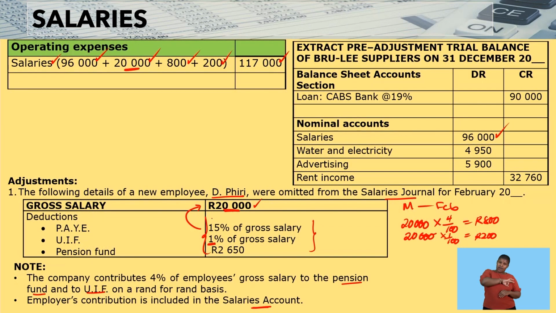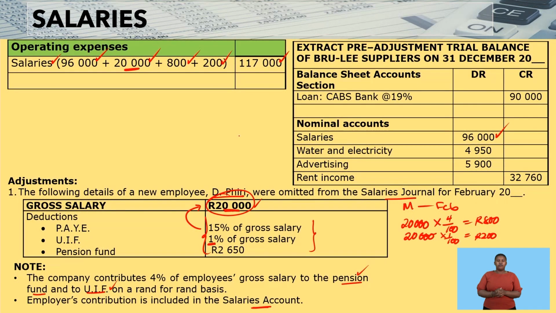So let me say this again. When you prepare your statement of comprehensive income, what we will record is the gross, the 20,000, the same one that we see here. And then I'll come now and record my contributions. And here I have first the pension fund as well as the UIF. That is what I have recorded there.